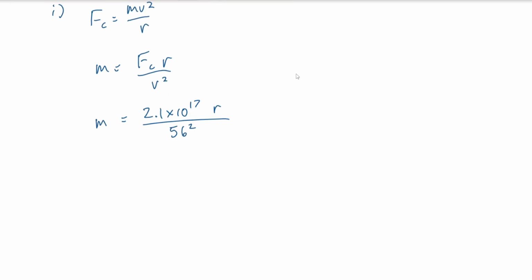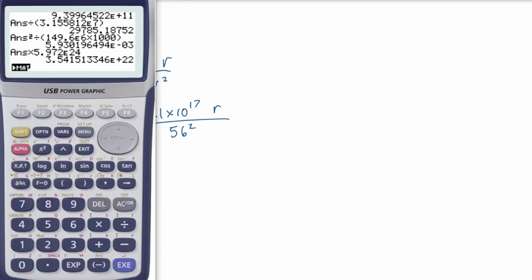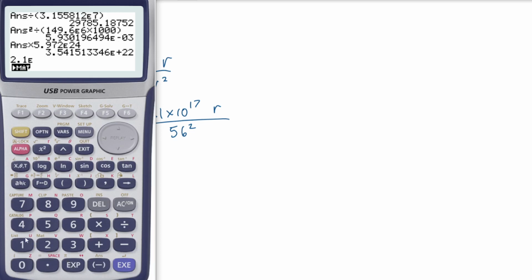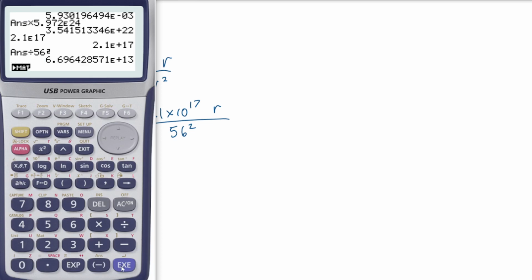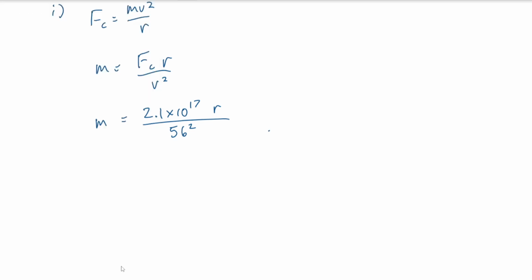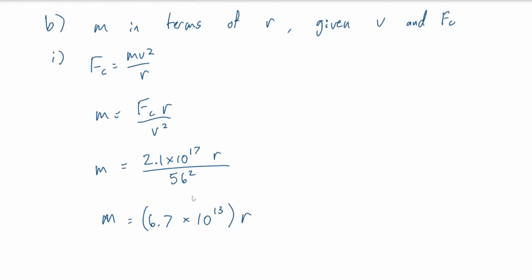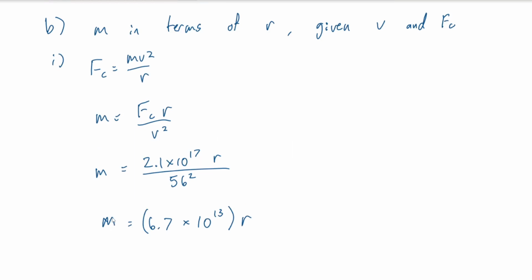So we're technically done here, but we could simplify the coefficient, the numbers. So let's just put that in on our calculator. 2.1 times 10 to the 17 divided by 56 squared gives 6.7 times 10 to the 13. And it's that number times the radius. Cool. So we found an expression for m in terms of the radius, the distance of the planet from the Sun.